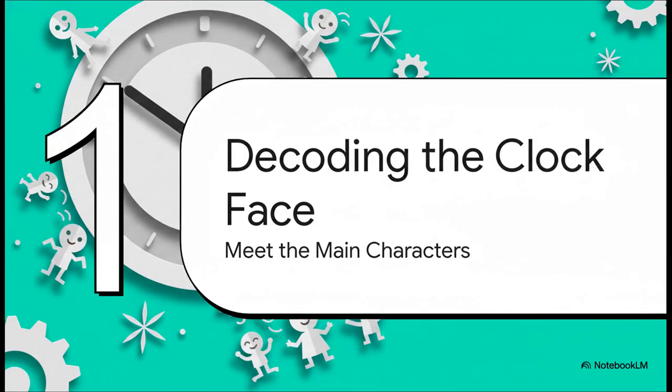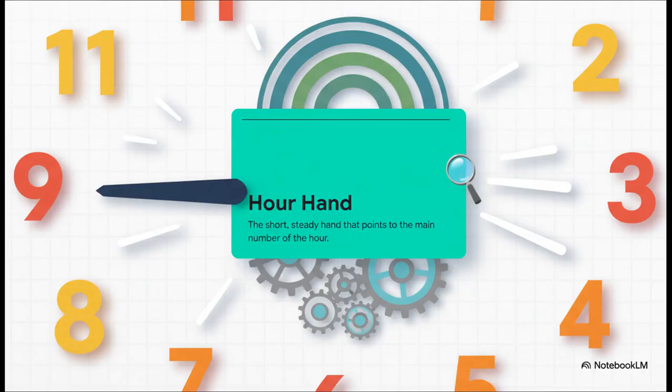First things first, we've got to decode the clock face. The best way to think about it is like a little stage, and on that stage are two main characters. Each one has a super important job to do. So our first character is the hour hand. It's the short, steady one. It moves pretty slowly, just making its way around the clock, pointing to the big numbers to tell us what hour it is. It's the big picture.